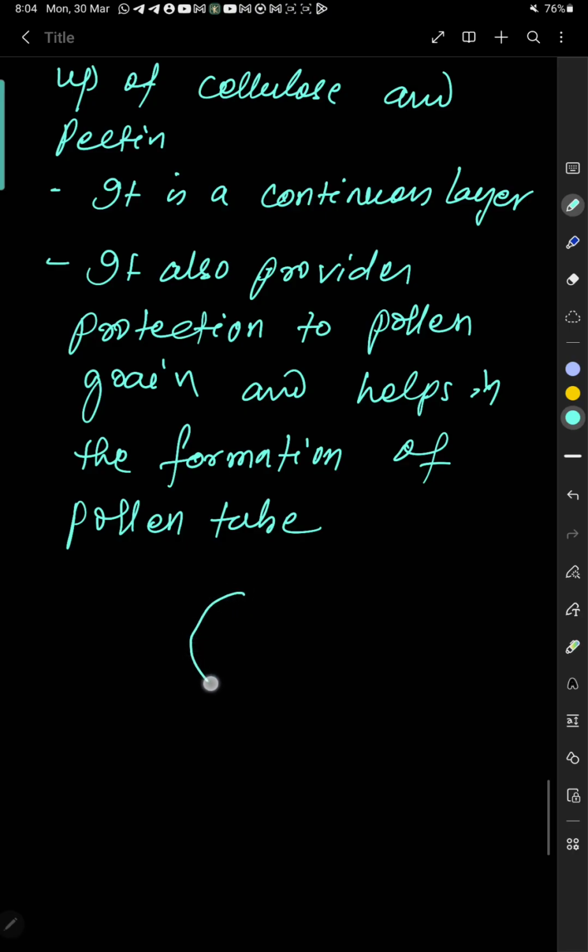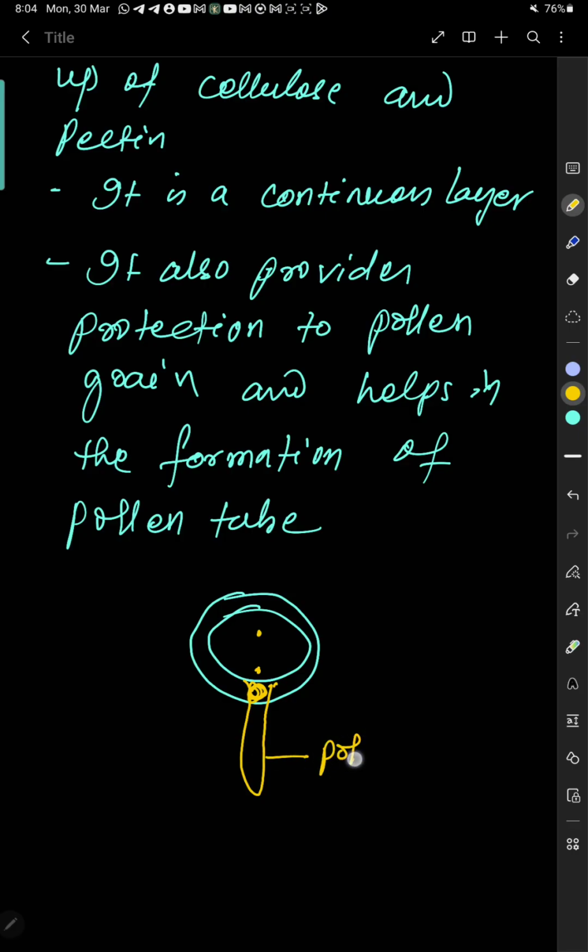When the pollen grain germinates, this is the pollen grain, when it germinates, from where the germ pore is, from here the intine emerges out along with the nuclei that we will discuss later on, and this is called pollen tube.